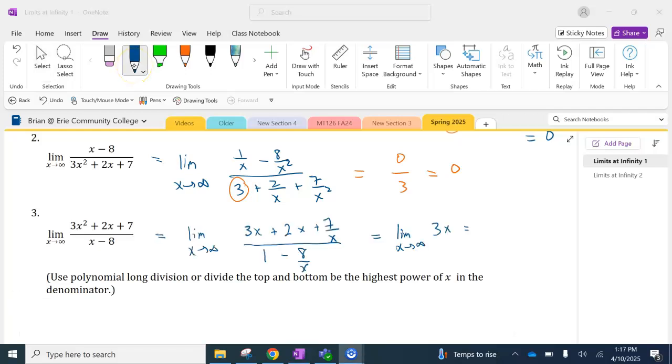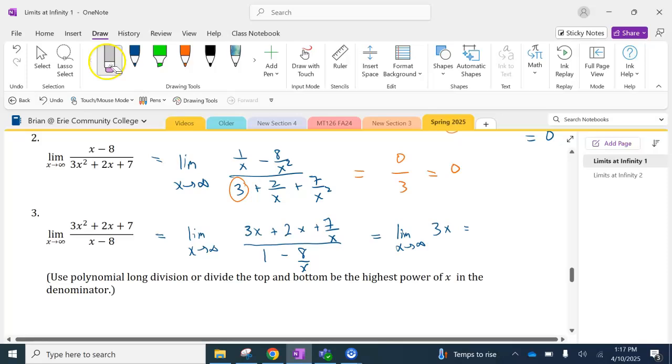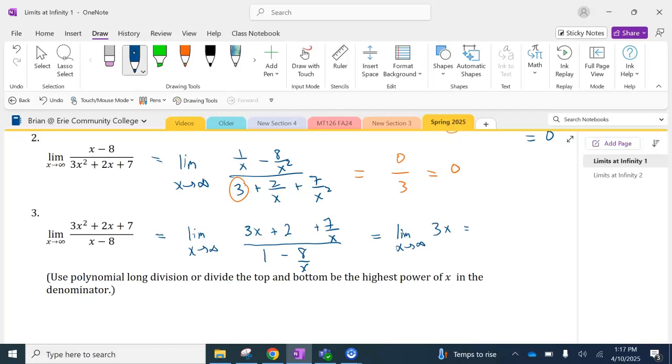All right, I just paused the recording to write out that division. So if we divide the top and bottom, and each term in the top and bottom, by x, we're left with 3x plus, should have been just 2 here, not 2x, and then plus 7 over x, over 1 minus 8 over x.